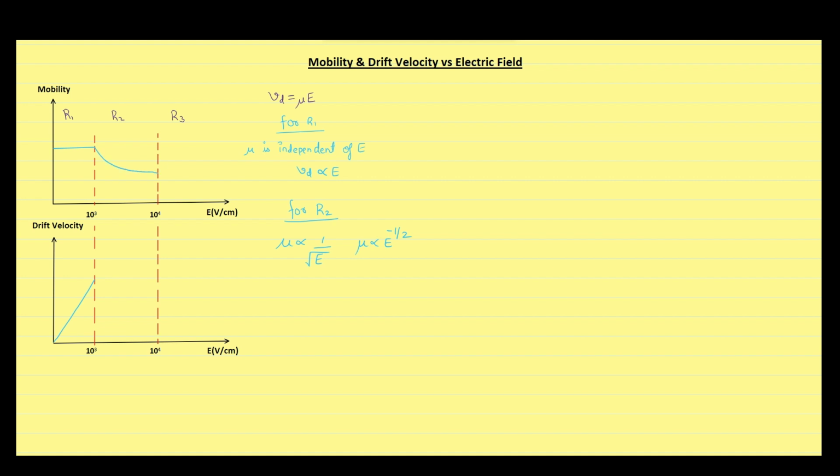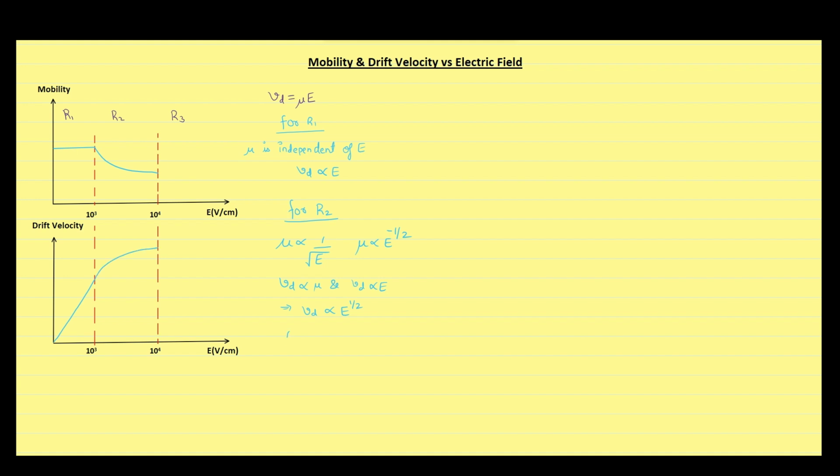And if we talk about drift velocity, then we know that it is directly proportional to mobility, and also it is directly proportional to electric field intensity. But since mobility itself is dependent upon electric field intensity raised to the power minus 1 by 2, we can write drift velocity is proportional to electric field intensity raised to the power 1 by 2. This will also give a parabolic graph. So for the region R2, we will get the graph for drift velocity versus electric field like this.